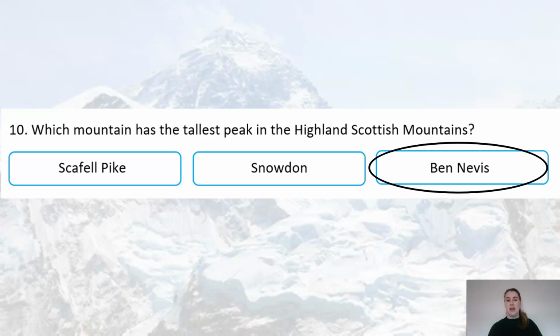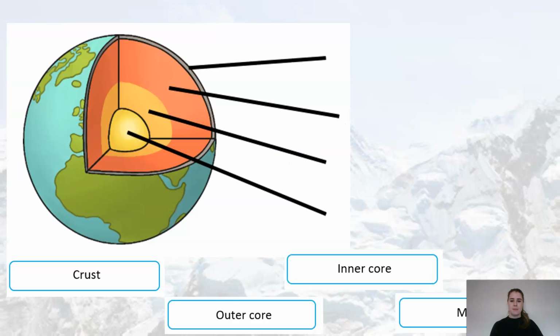Okay, it is indeed Ben Nevis. Ben Nevis is the tallest mountain, with the tallest peak within the Scottish Mountains. We know that Nevis, Snowdon and Scafell Pike are part of the 3-peak challenge that people participate in every year. Right, let's see if you can match these in the correct order.